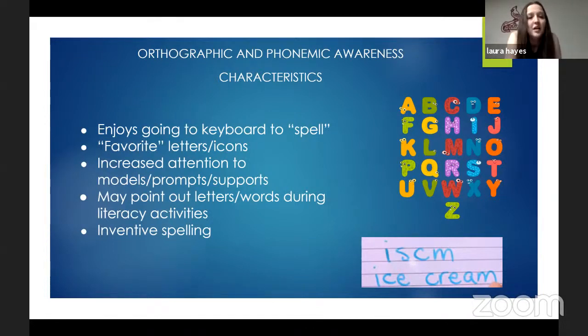Try to find out. Increased attention to models and prompters. So again, the more support they see, the more they're going to want to do that. They may even point out those letters in literacy activities or when they see their name or when they see print around the environment. And then that idea of inventive spelling. It could even be just the first letter. So ice cream is the example I gave here, but it could just be the first letter or it could be their favorite letter again. But they might point to it and say, oh, orange. And that's how they spelled orange. That's great. That is a characteristic of this level.